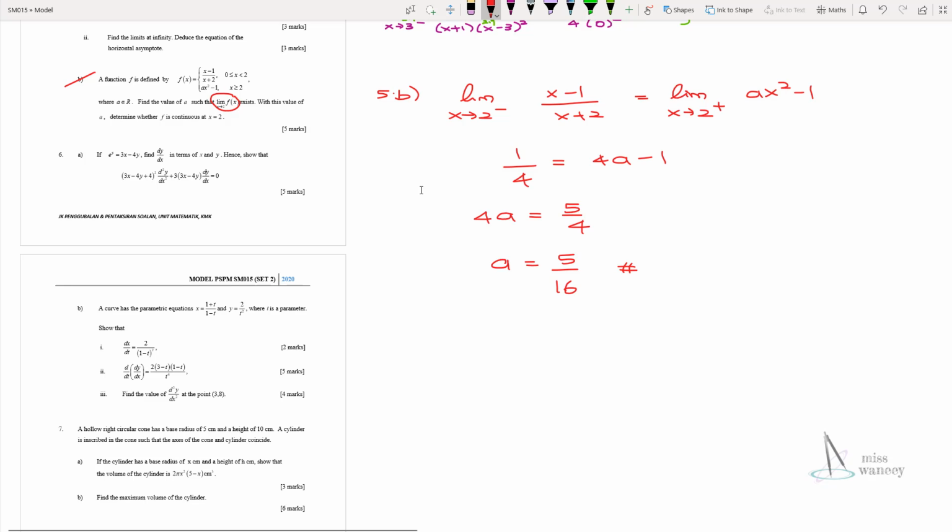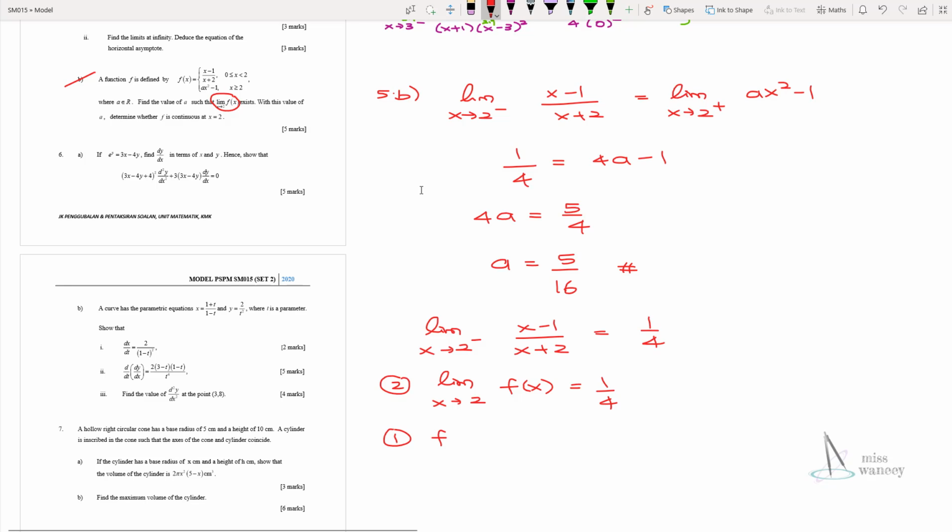Okay, so determine whether f is continuous at x equal to 2. So I need to calculate the limit first. The limit as x approaches 2, I'm going to calculate from the left hand side. So I have (x minus 1) over (x plus 2). So this is actually equal to 1 over 4. Since the limit exists, I know that the limit as x approaches 2 of f(x) is equal to 1 over 4. So this is the second condition.